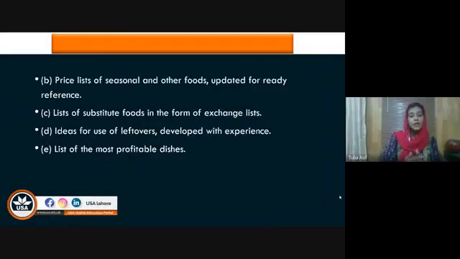Then you would be able to know that while writing a menu, you must know the price lists of the seasonal foods, that what foods are available at the market, what foods are in season. For example, if it is winter season, and there is a very common dish we like to eat in Pakistan, that is gajar ka halwa.